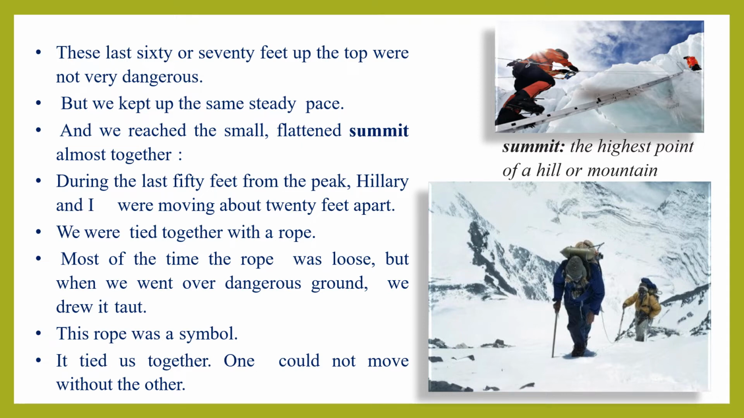When they reached the small flattened summit, they reached almost together. In the last 50 feet from the peak, they maintained a distance of 20 feet between them, moving ahead with a rope tied to both Hillary and Tenzing. This rope was an indication that they were together. Nobody could move ahead without the other. As the rope became loose, they would tighten it, and that rope was the symbol that they were together.